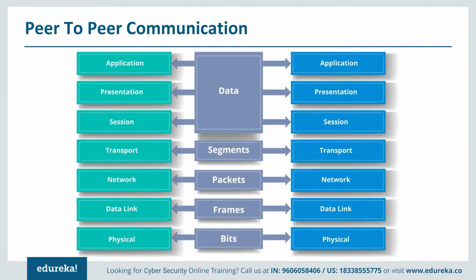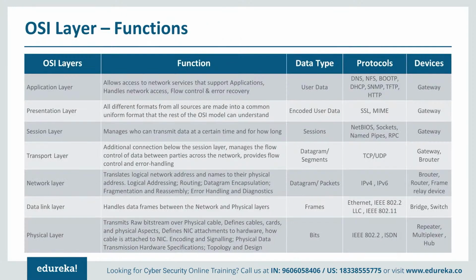When we see the TCP/IP model, the top three layers, the session, presentation, and application layers, are combined as one. This slide tells you what protocols are available and what type of devices you can connect to the network. The application layer is usually used for applications where the user tries to connect to the network. The protocols used are DNS (Domain Name System), NFS, BOOTP, DHCP, SNMP, TFTP, and HTTP. These are the protocols which work on the application layer.